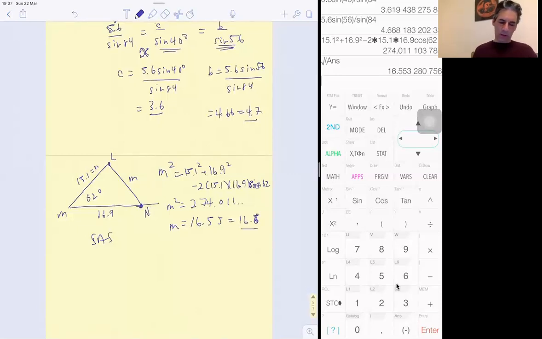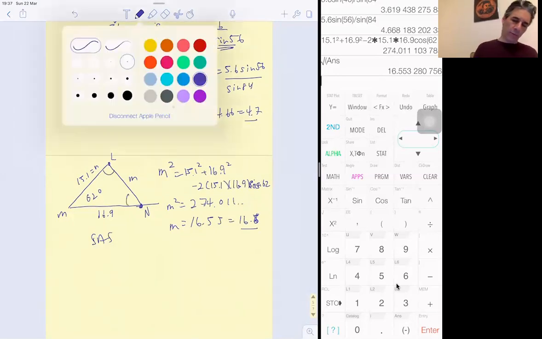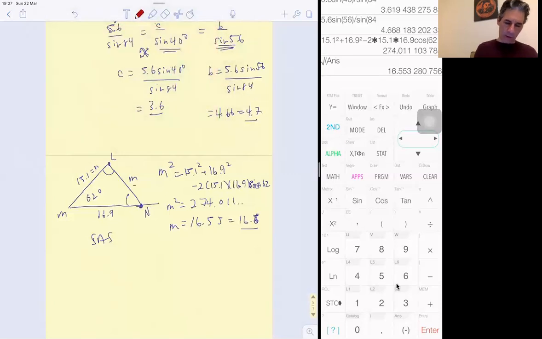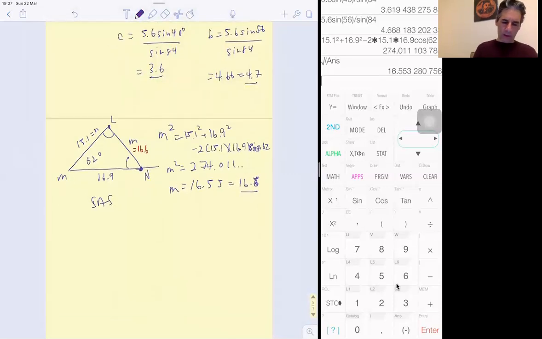Now we need two more angles. Here they are, L and N. And we could use the cosine rule, since we have three sides. I'll write this one in red, that we just got, 16.6. But it's much easier to use the sine rule. So we'll use the sine rule to figure out the other two angles. And that would be, well, our 16.55, a little bit extra decimal places here, divided by the sine of 62 would equal 15.1 over sine N, and that would equal 16.9 over sine L.